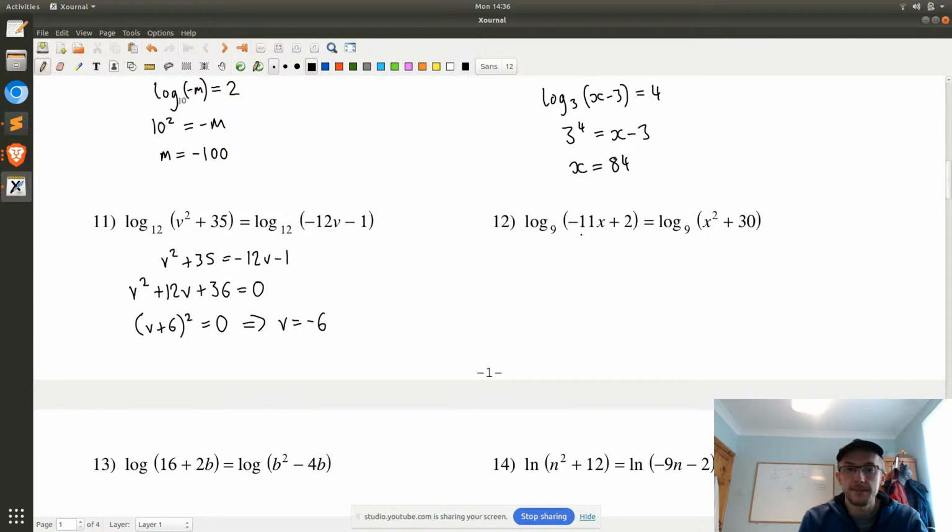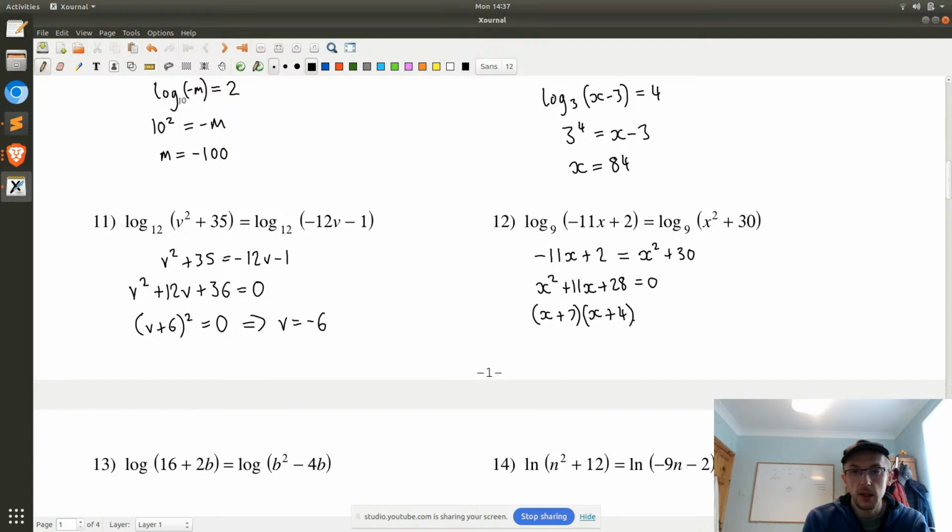Okay, next. 9 to the power of both sides. So same story. Negative 11x plus 2 equals x squared plus 30. Make it a quadratic. So x squared plus 11x plus 28 equals 0. And in this case, I know that x plus 7 times x plus 4 equals 0.